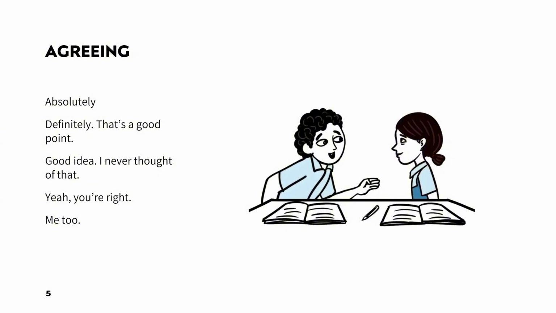Your partner has already asked you a question. How do you agree? How do you disagree? Some of the words that you can use: absolutely. I agree with you. Yeah, you are right. Me too. Good idea. I never thought of that. Definitely, that's a good point.